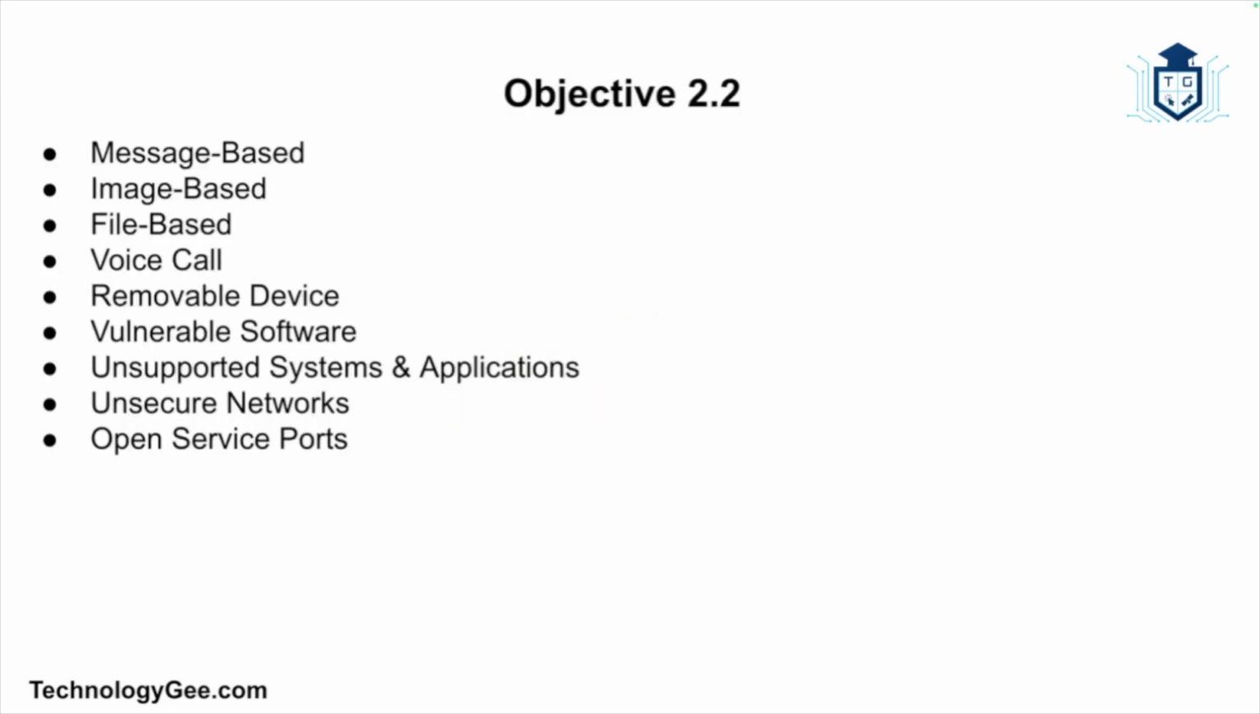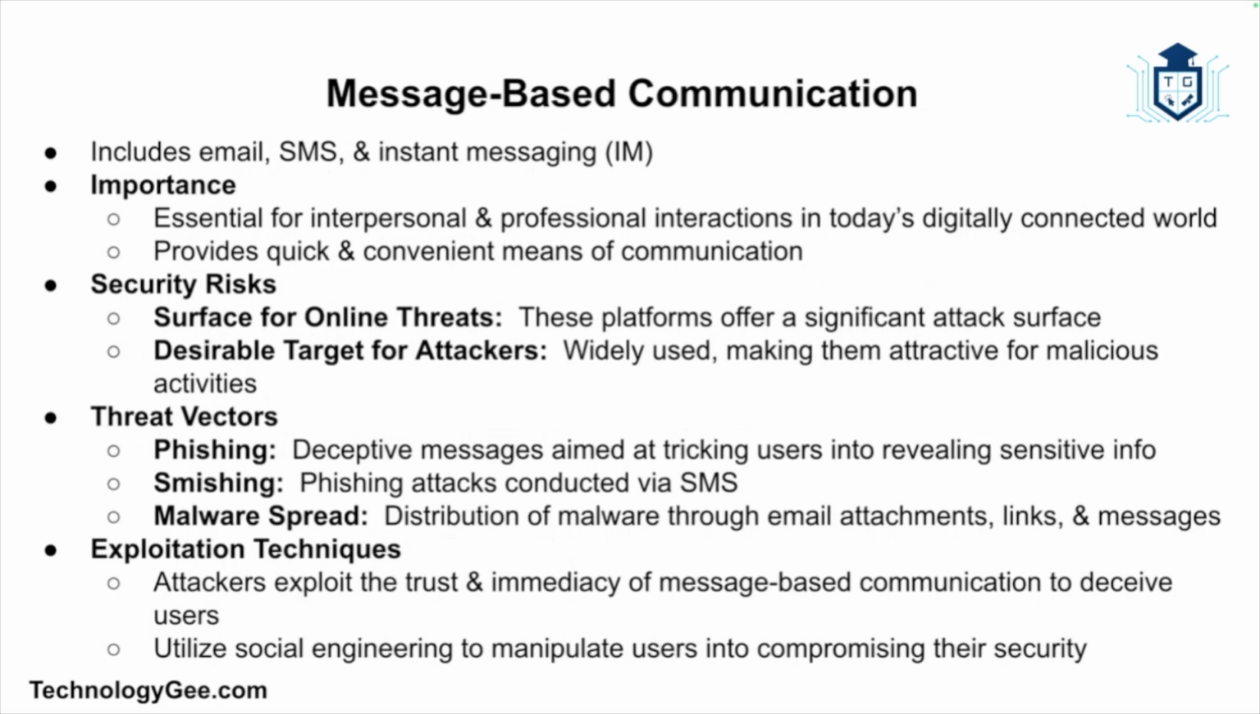In this video, you are going to learn about threat vectors such as message-based, image-based, file-based, voice calls, removable devices, vulnerable software, unsupported systems and applications, unsecure networks, and open service ports. All right, so let's talk about message-based communication.